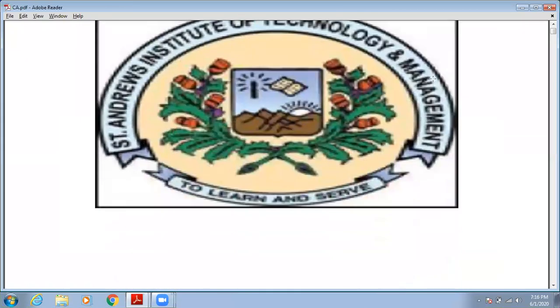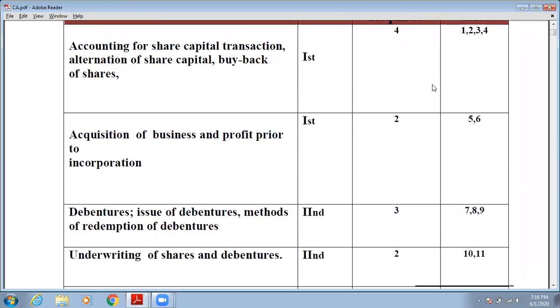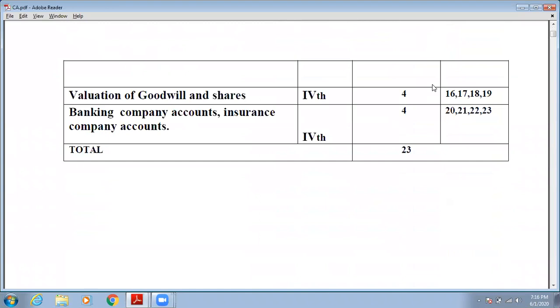See guys, in our previous lecture, we were discussing insurance company accounts. Today we will continue the same topic and see some more formats of the account. In the previous lecture, we discussed that there are two kinds of insurance company. First is general insurance company and second is life insurance company. And we were talking about the financial statement format of the general insurance company.